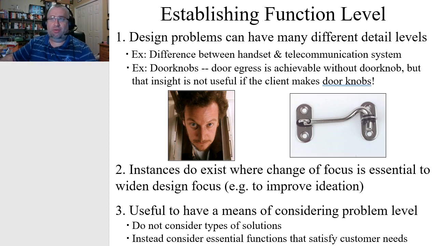Okay, so the way to get acclimated to this approach to divergent thinking and creative ideation that is not brainstorming is to think about functional levels. And every design problem can be addressed at many different levels of detail. So one example that I would use is if you think about communicating with people in the modern world.